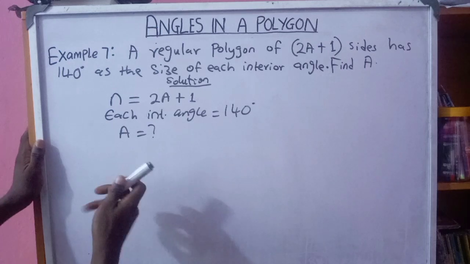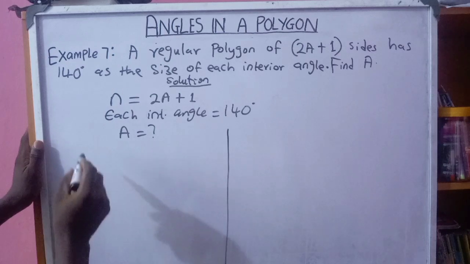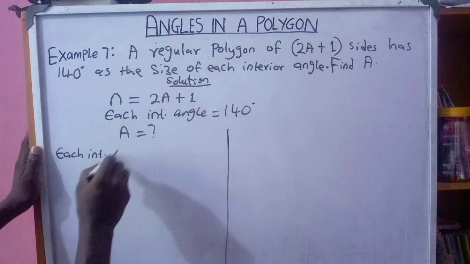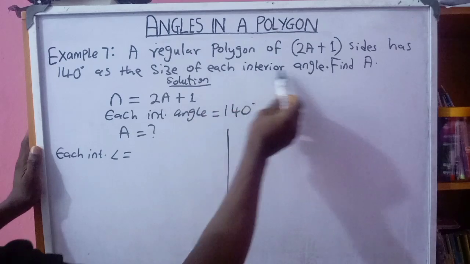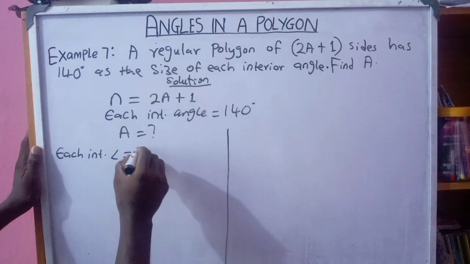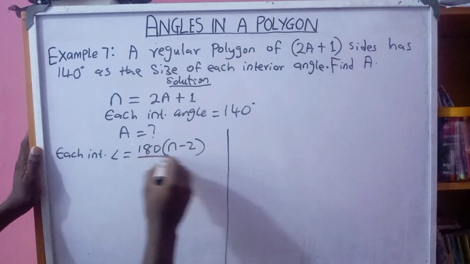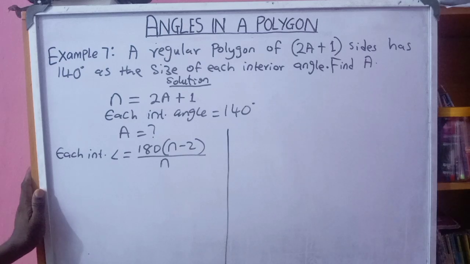To find the value of a, let's divide the board in two so that it will be able to contain our answer. Alright, so the formula we are going to use is the formula for each interior angle, because they made mention of each interior angle here. The formula for each interior angle of a polygon is given to us as 180 bracket n minus 2 all over n. If you recall, that is one of the first things we identified in this particular video. Maybe you can move back and restart it again and see some of these formulas. You need to have them offhand.